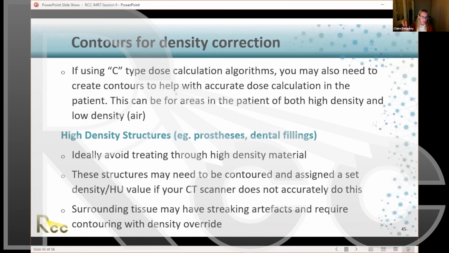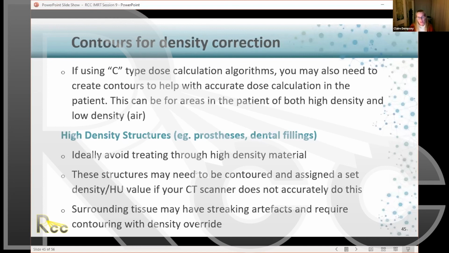So if you're using the C-type dose calculation algorithm that was sort of talked about, I think maybe lecture 2, so your more Monte Carlo, your more greater modeling based algorithms, you might need to create contours that help to improve the accuracy of the dose calculation in the patient. This is particularly in areas where you have high density in the patient, and also areas where you might have low density or transient low density. So in terms of high density structures, this is often your prosthesis or dental fillings in the mouth, you know, those types of things that are, I guess, high density.